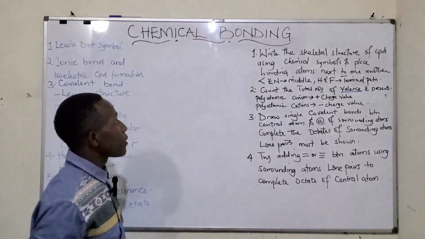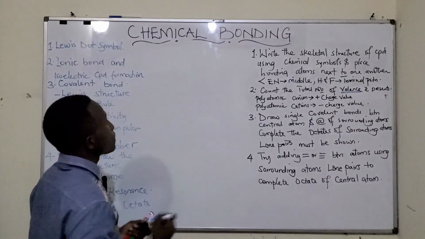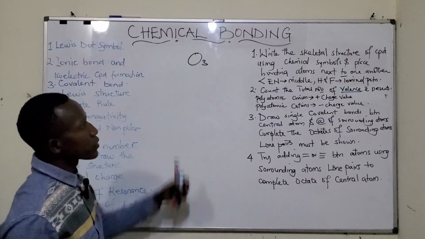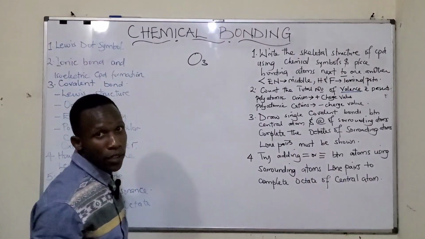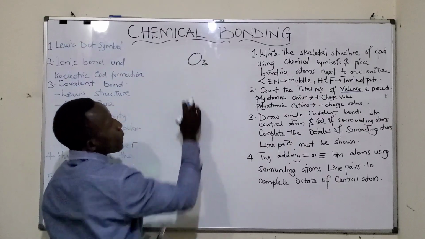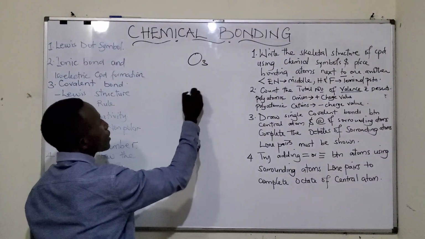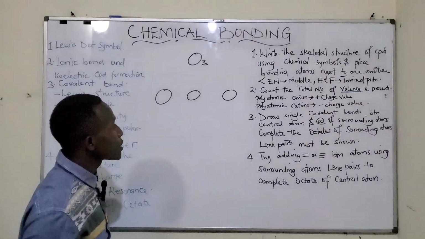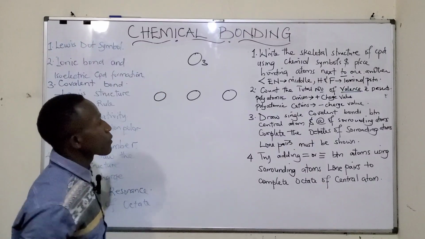Let's have one more example. This time we are going to use ozone. This is the ozone. We are having 3 oxygen atoms. Of course, they have the same electronegativity. And so we follow the same procedure. First, we draw the skeleton. So any oxygen can be anywhere because they have the same electronegativity.